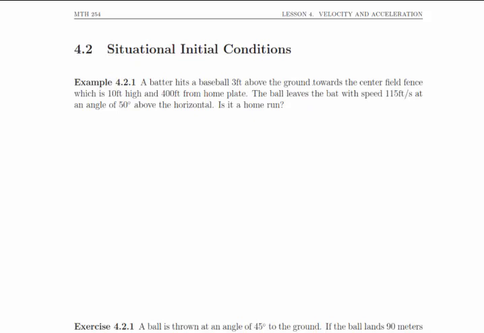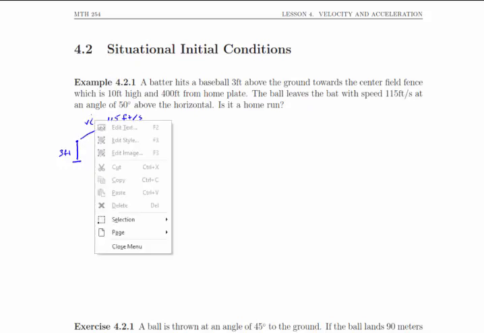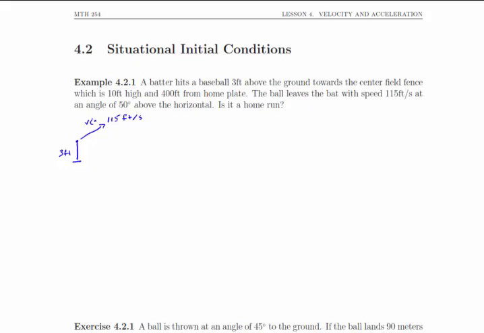Make sure you're seeing what's happening. As I look at this problem and start thinking about how I want to draw a picture, which should always be the first thing that we do in any sort of story problem, I'm recognizing, okay, I've got home plate here, the ball is hit 3 feet off the ground, it's being struck with an initial velocity of 115 feet per second, that is v of 0, and at an angle of 50 degrees.